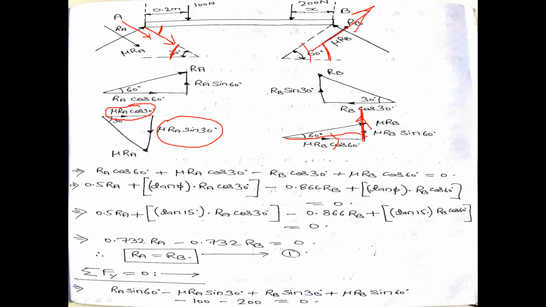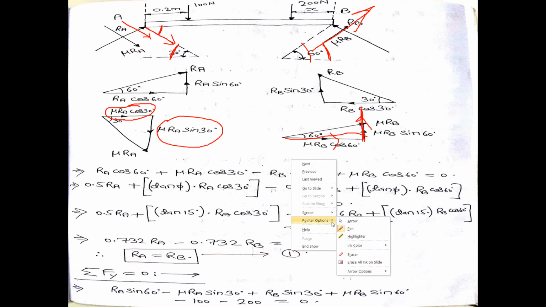Electrical people, please respond whether any doubt is there or not in finding out the components of mu RA and mu RB. Sir, no doubt. Okay.